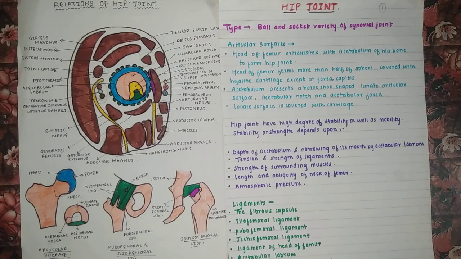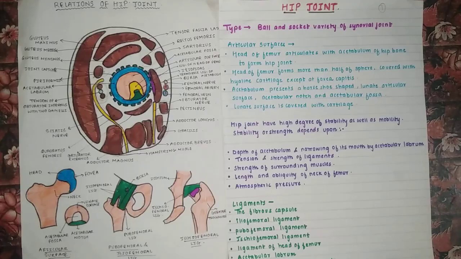I am going to upload the whole syllabus of anatomy including upper limb, lower limb, thorax, abdomen, pelvis as well as CNS. I have already started with the lower limb session. Our today's topic is hip joint. It is one of the important topics. It comes in university exam for 10 marks.